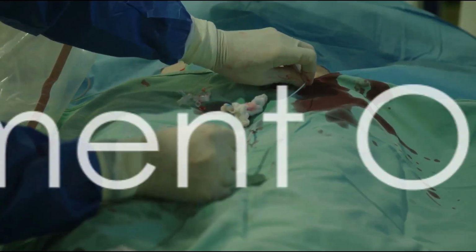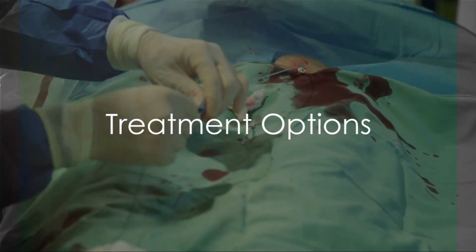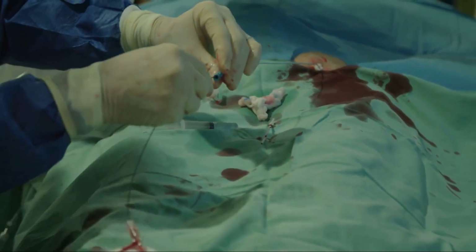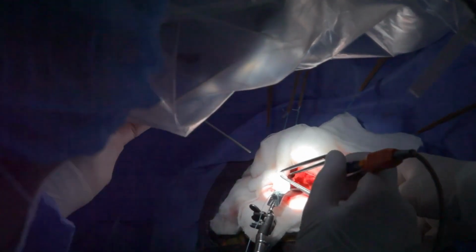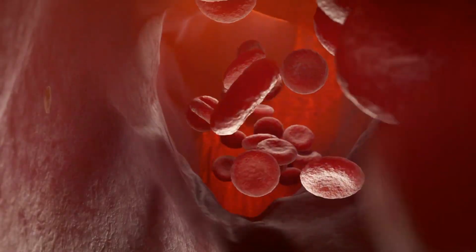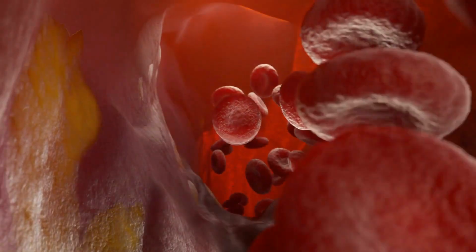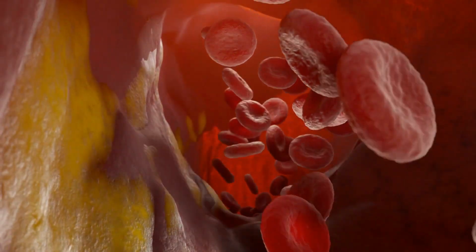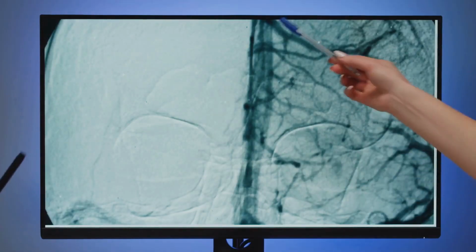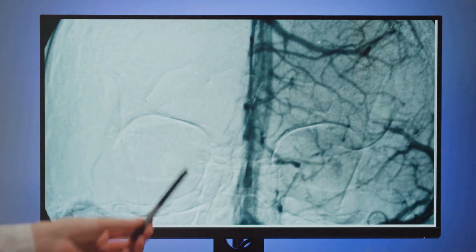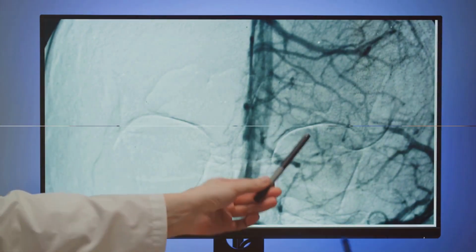fibrillation. Moving on to treatment options, both thrombus and embolus require immediate medical attention. The primary goal of treatment is to dissolve or remove the clot and restore normal blood flow. Medications such as anticoagulants or clot-dissolving drugs may be prescribed to prevent further clot formation or dissolve existing clots. In some cases, surgical intervention may be necessary to remove the clot or repair the affected blood vessel.